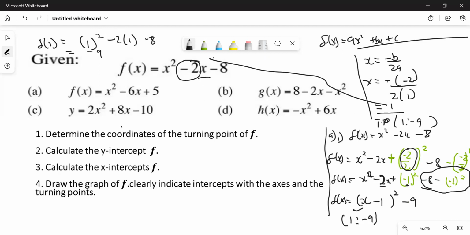Now from here, guys, you know how to get the y-intercept again. You know how to get the x-intercept. You also know how to draw the graph again. So I'm just showing you how to get the turning point. I showed you 2 ways. Those are not the only 2 ways. We are going to show you another one tomorrow. So for now, whenever you're going to use these 2, it's up to you which one.